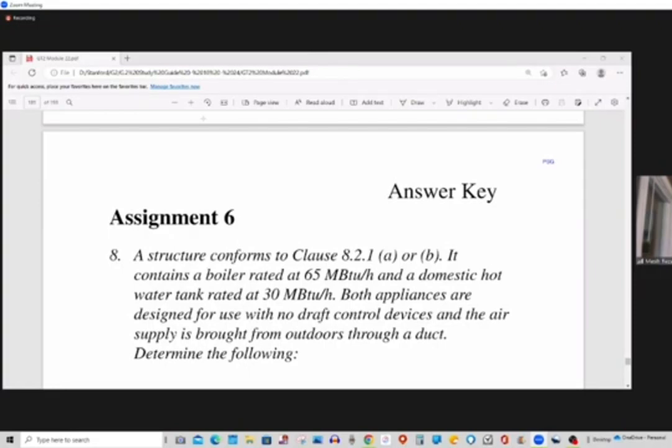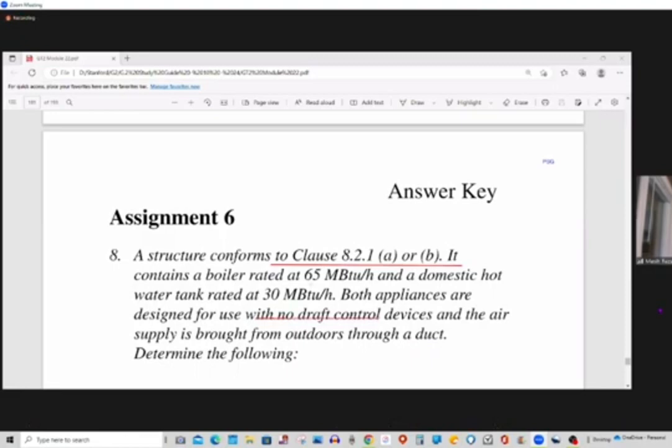What's going to be the opening for combustion air, a round one and a square one? Tell me first, which table do you go to? We're going to table 8.2. Why 8.2? Because it complies with clause 8.2, and second, there is no draft control, so you go to table 8.2.